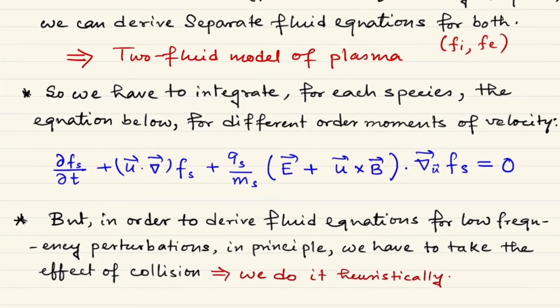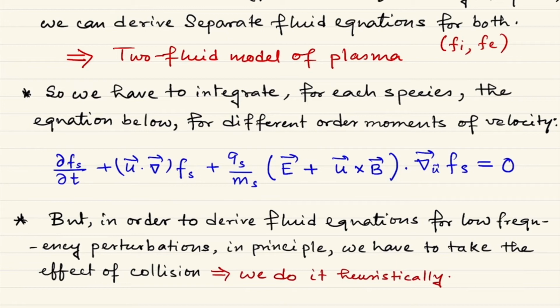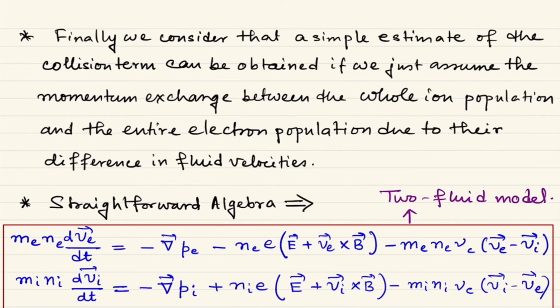But the question is that, practically, we need equations where we can perturb the system with any arbitrary frequency. The frequency can be low, actually. Then how to do that? Then we cannot use Vlasov's equation. So in order to derive fluid equations for low frequency perturbations, in principle, we have to take the effect of collisions. But once again, analytically, handling the collision is not a matter of joke. So we do it for the time being heuristically, and we simply say that we are no longer considering particle to particle collision effects.